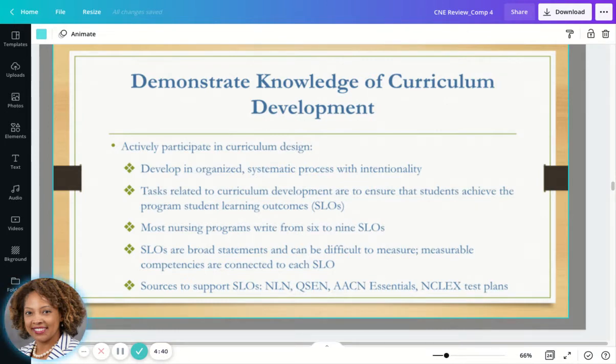Competency 4, focusing on curriculum development. I want to focus on this particular competency because I have spoken with recent educators who have taken the CNE exam. The focus for the CNE continues to be heavily concentrated on curriculum. Remember to refer back to your detailed test blueprint, because that should really be your guide in determining what content you should study.